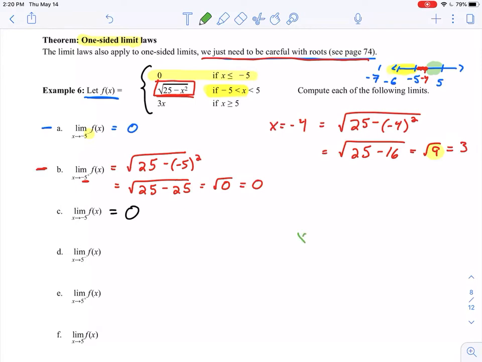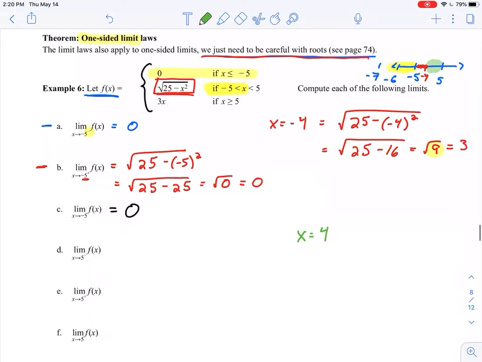So if I said x equals 4, just to verify again that our function exists close to 5, you would have radical 25 minus 4 squared, radical 25 minus 16. We're going to end up with the same thing that we did earlier. So you can keep going with that if you want.